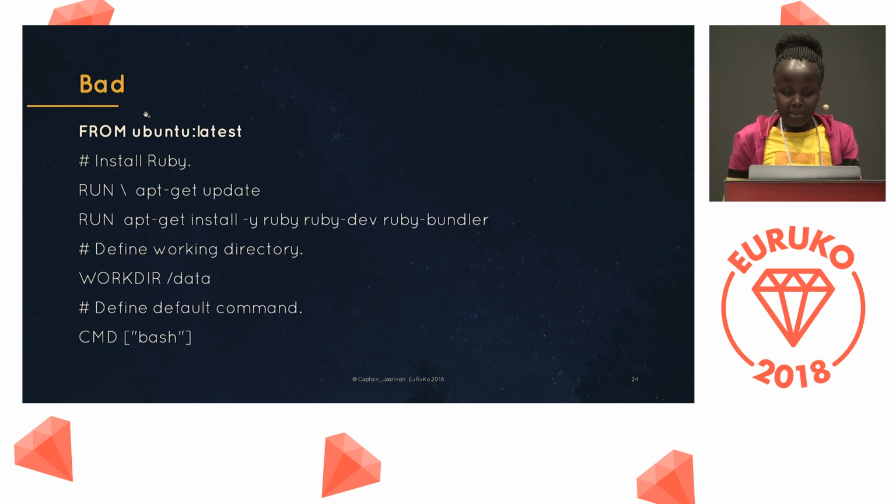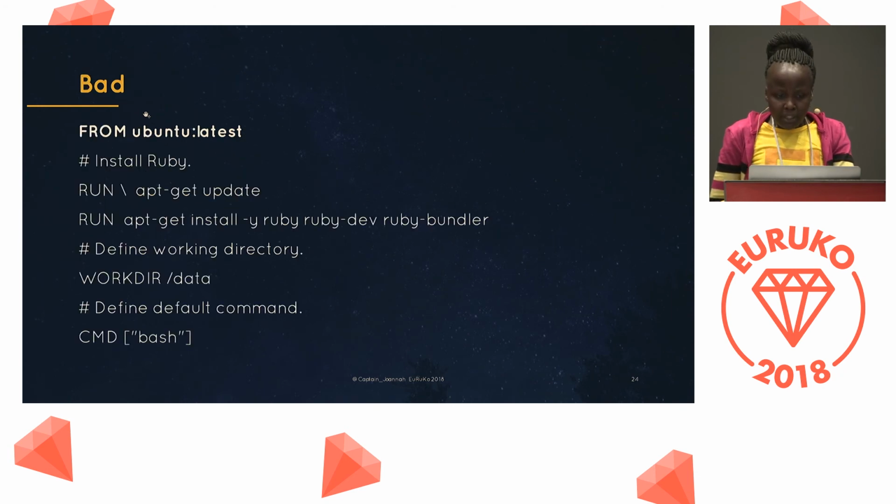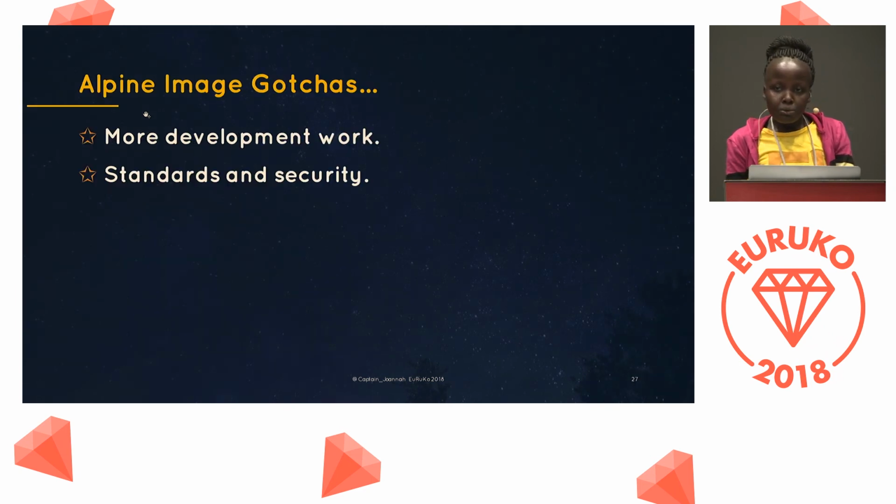Because just imagine how many megabytes you will have saved yourself. The biggest is Ruby, so it's around 863, then you come down to 5, which is a significant improvement. Now, Linux Alpine just gives you enough to run your application, but it's not good in all cases. There are times when it will require more development work because you don't have maybe all the libraries you need. And also, Linux Alpine has problems with standards and security we may never trust.